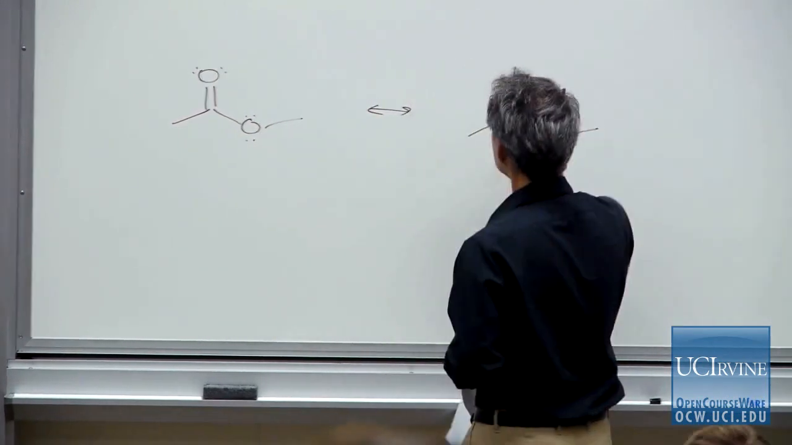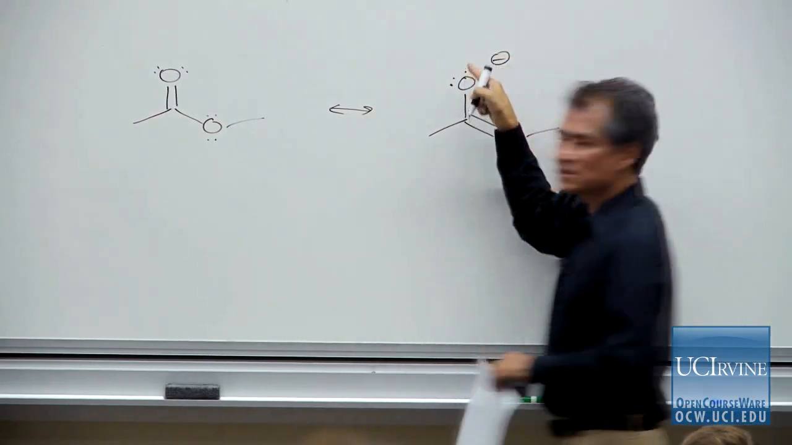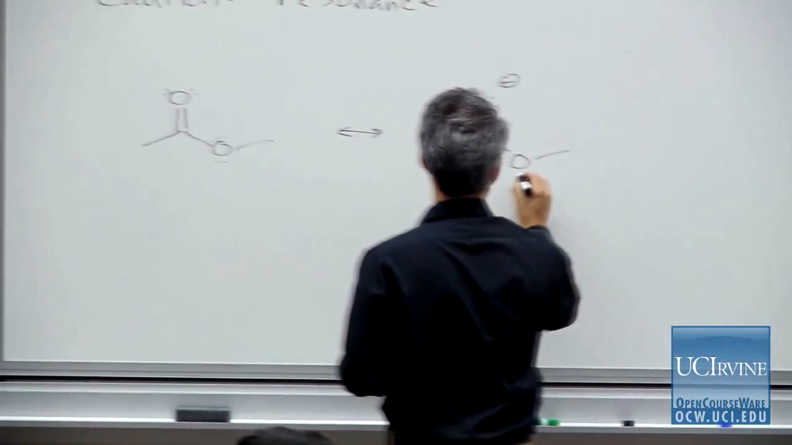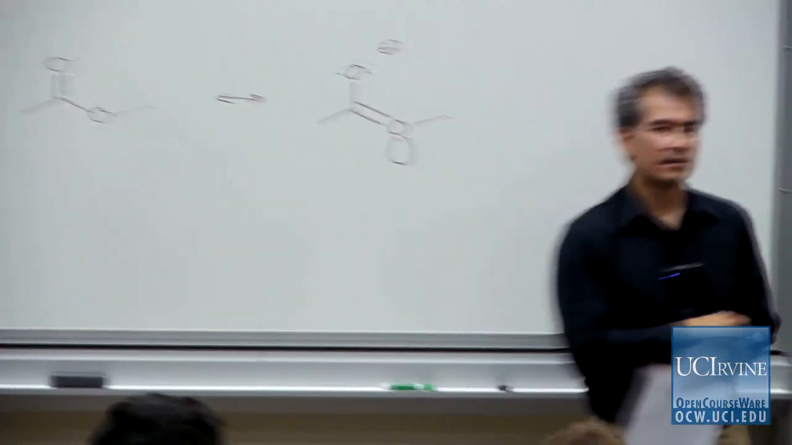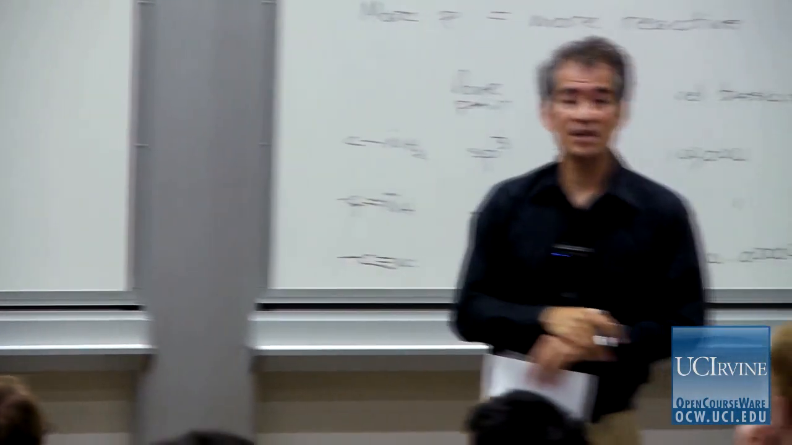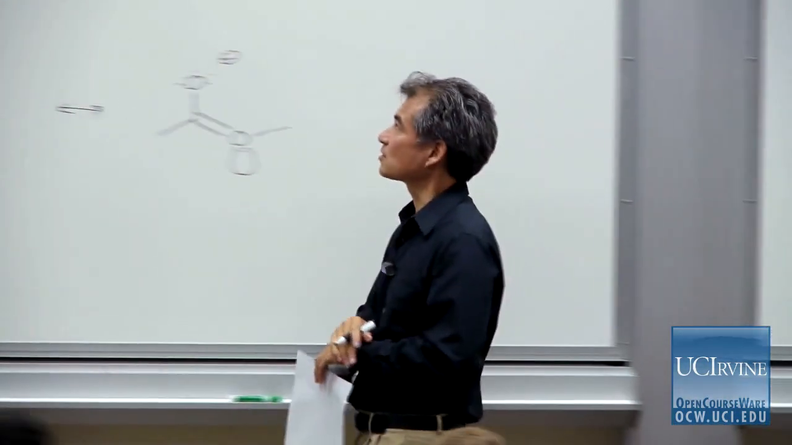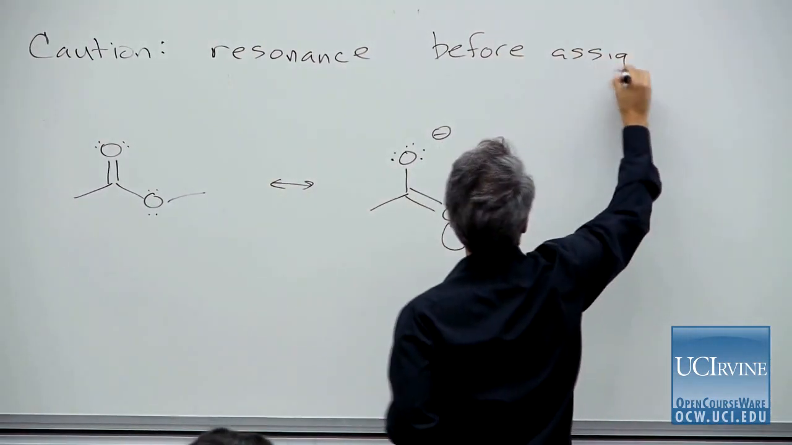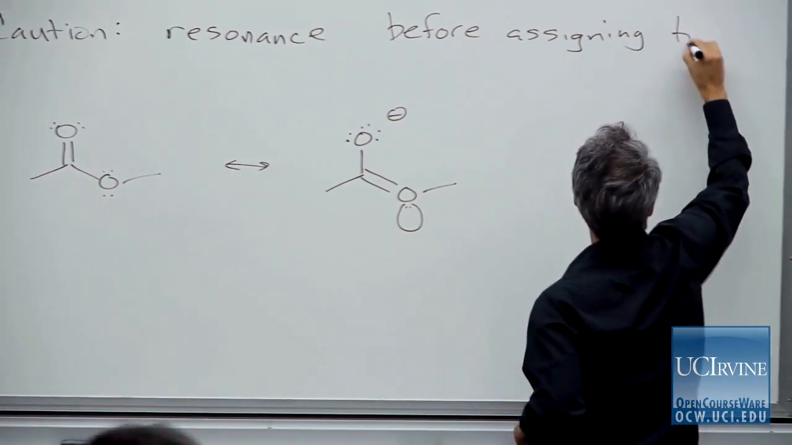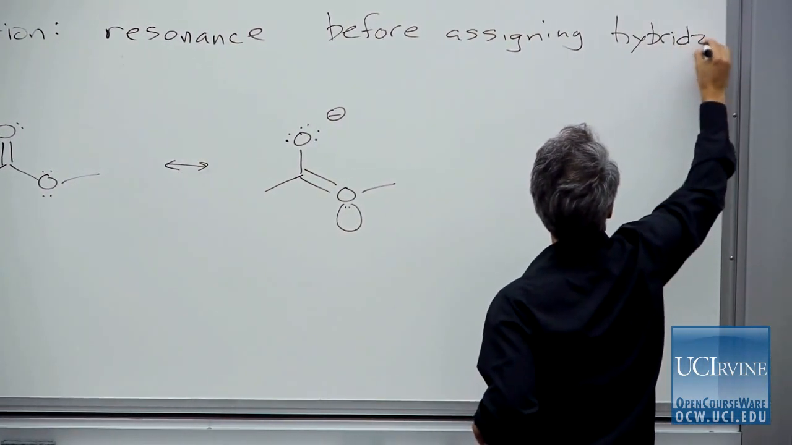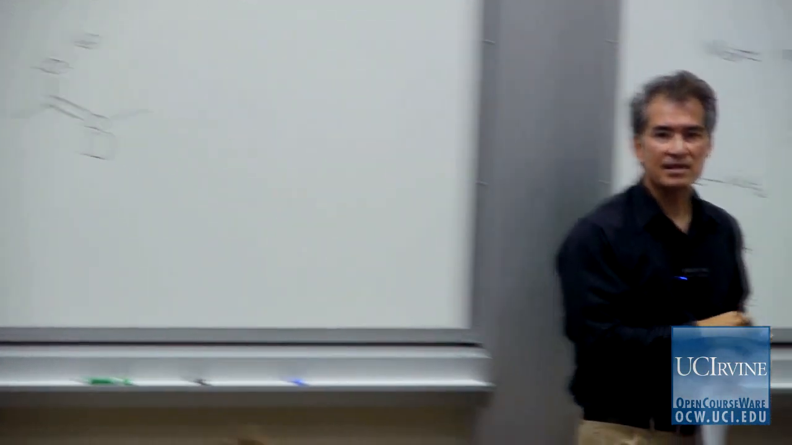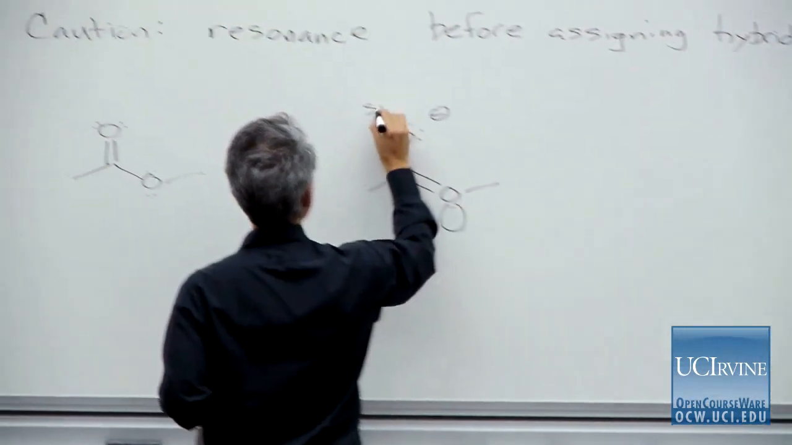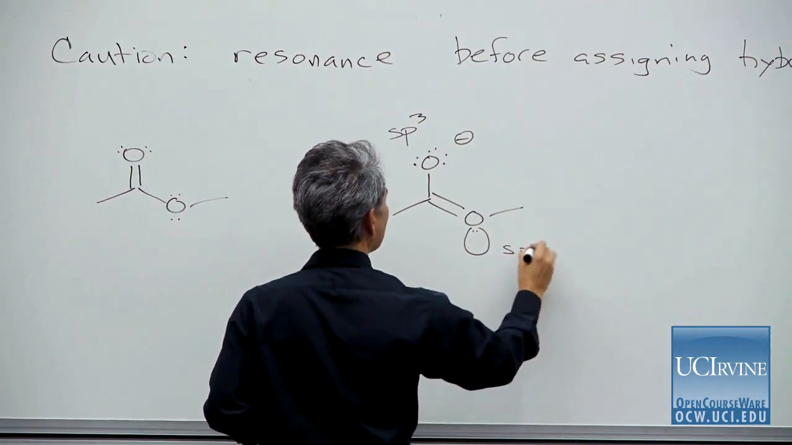Once we draw a resonance structure for this, we realize that these lone pairs up here are not really sp2. And this lone pair that I've got drawn at the bottom is not sp3. You can't think about the hybridization of these atoms until you've drawn the resonance structure. So you have to incorporate resonance before you assign the hybridization to something. So really, this is more like sp3 in this extreme resonance structure, and this is more like sp2.